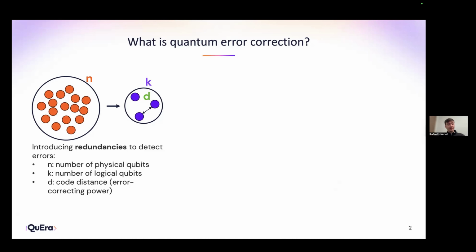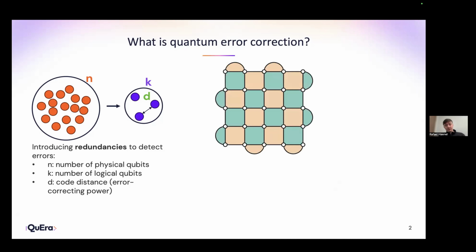And a code always has a distance, which is a measure of its error correcting power, that tells us how many individual Pauli operations we have to apply to convert one logical state into another state without being able to notice by the checks of the code.